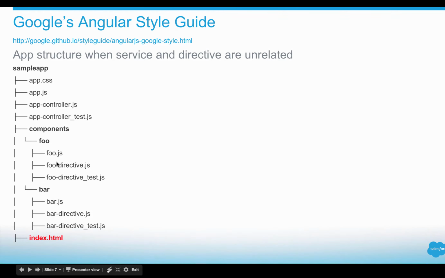Another approach which Google again suggests is that you have app CSS, and then for each component you have its own folder, with its own test cases and directives confined in that folder only. And again, index.html is the driver file which loads everything up.